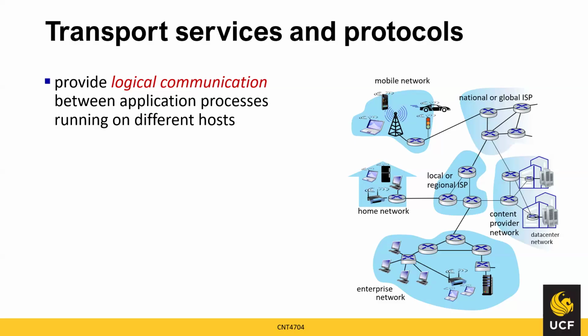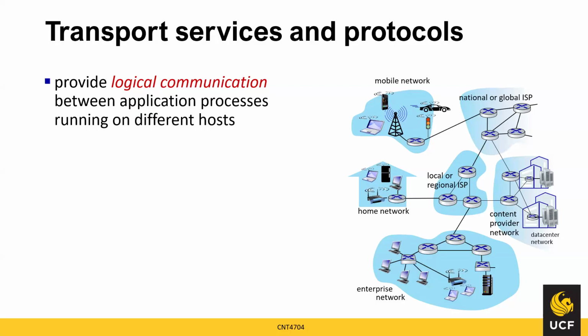So we see this figure, and we have seen it multiple times. We have national or global internet service providers, we have local or regional ones, we have content provider networks. We talked about Netflix or YouTube, which provide these servers for their users for content distribution. We have enterprise networks, we have home networks, we have mobile networks.